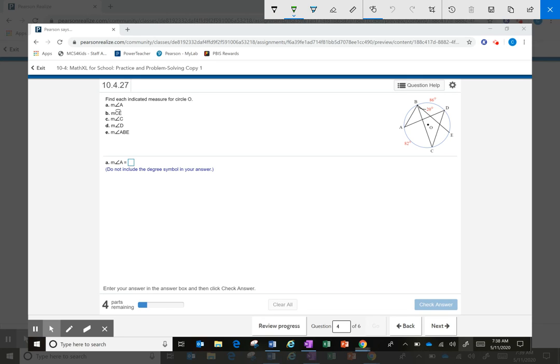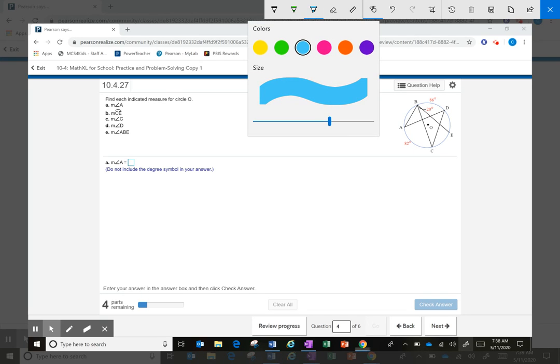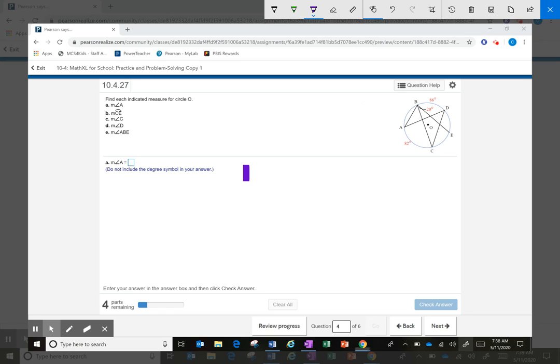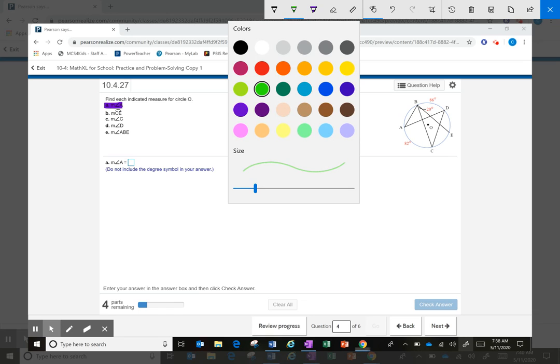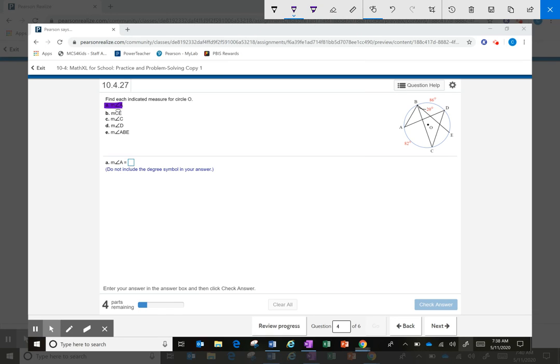So first thing, they want us to find measure of angle A. Oops, these pens aren't anywhere near as bright as the other ones. So we'll grab purple. They want us to define the measure of angle A. If we're finding the measure of an angle, we need to find out what the arc is, and then we need to divide it by 2. So angle A is this little angle right in here. So I need to find the intercepted arc. Hopefully you guys can see that purple where I've drawn there.